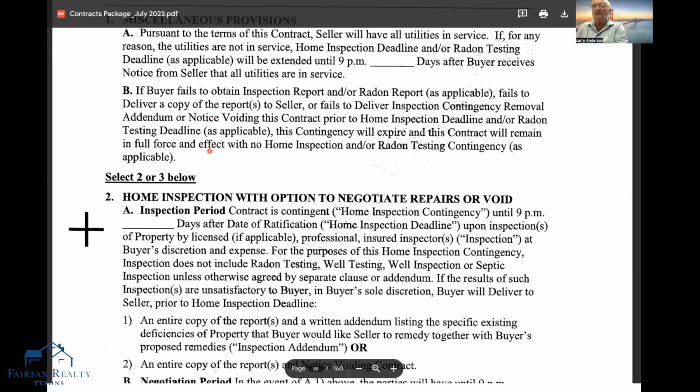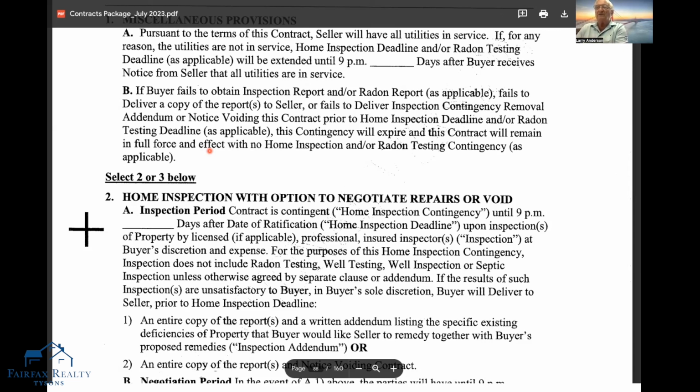radon testing contingency. Okay, which means if your buyer said, I'll take it in the condition it is in as of the home inspection deadline, but they didn't follow through the way they were supposed to, either voiding or asking for things to be fixed, then that's the condition those items will be in when they go to settlement. Okay. So any questions about that?